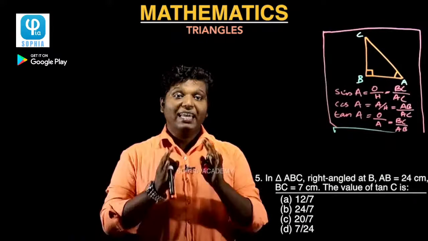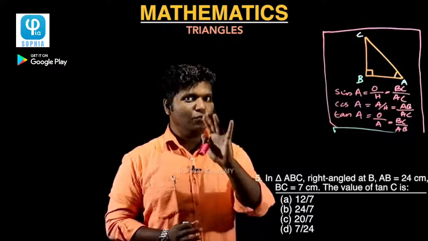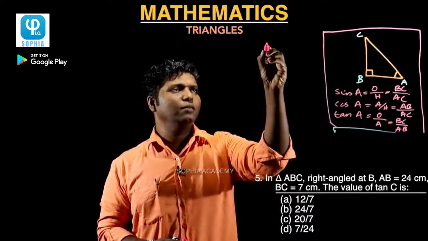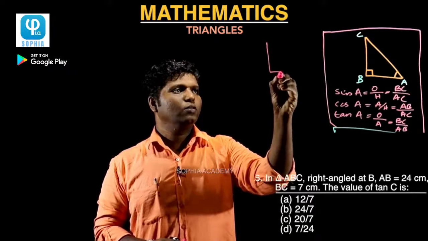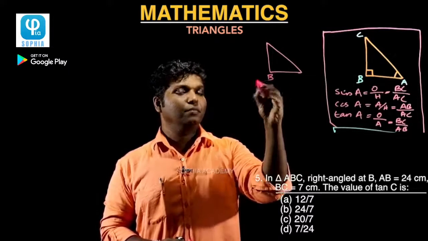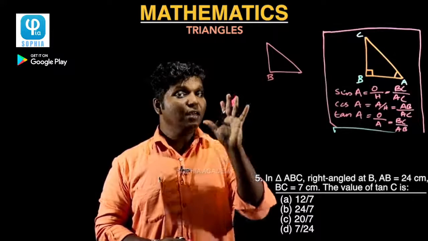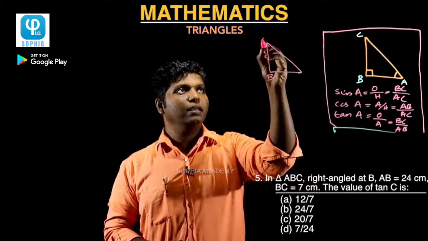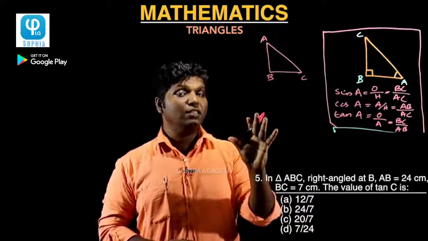In triangle ABC, right angled at B. So it's a triangle ABC, right angled at B. First of all, let us draw the triangle. We are simply drawing the triangle, and it's clearly mentioned it's right angled at B. So the other two parts will be A and C, right? Then what is given inside the question?